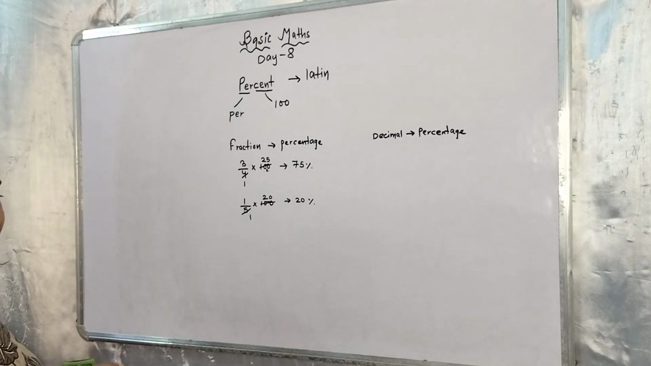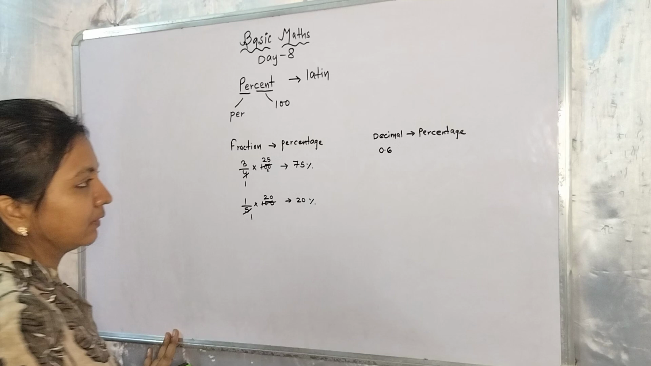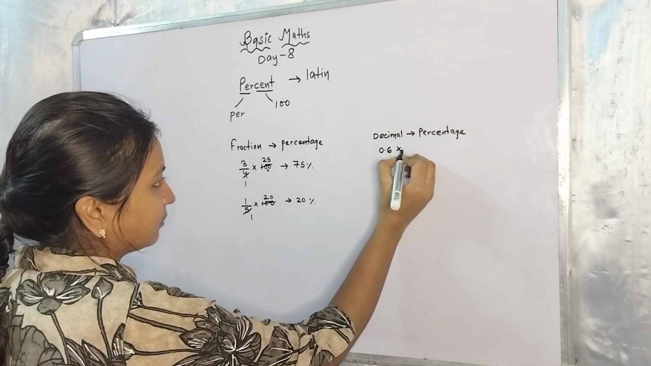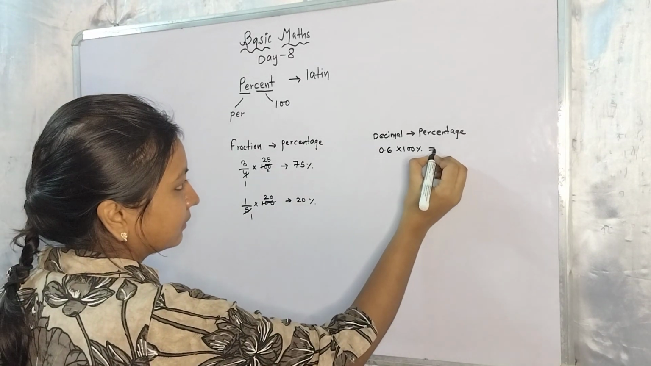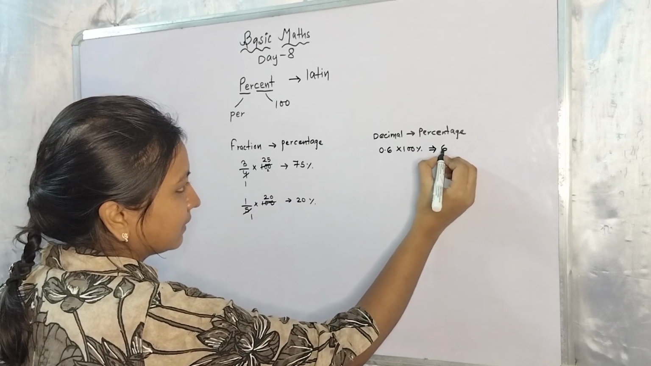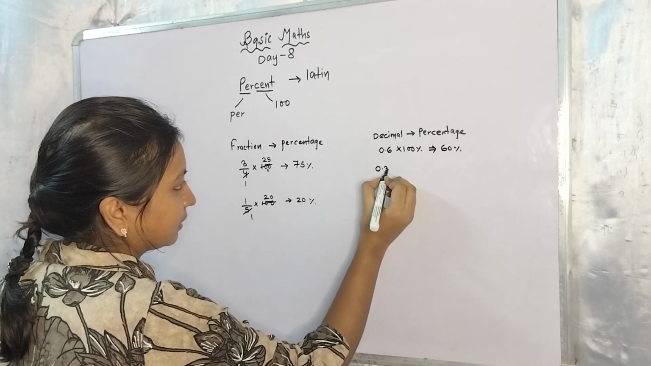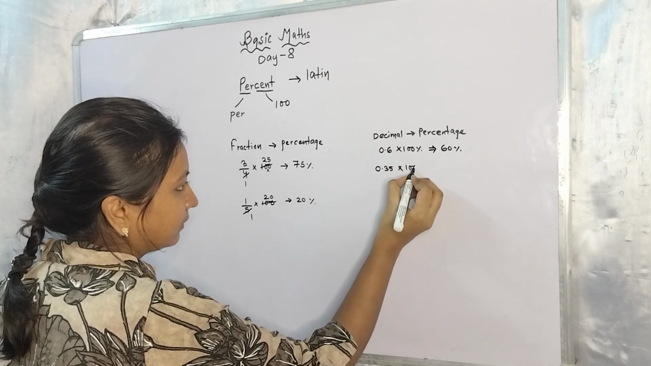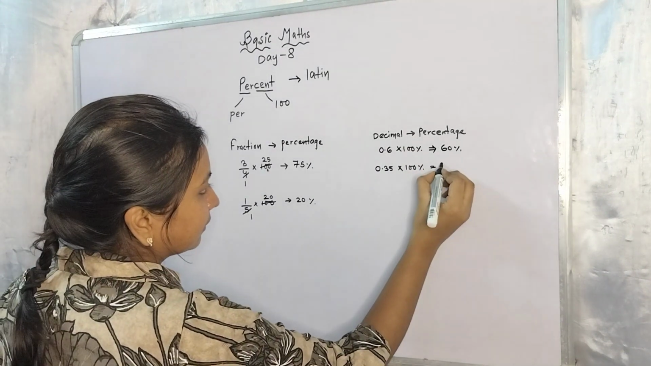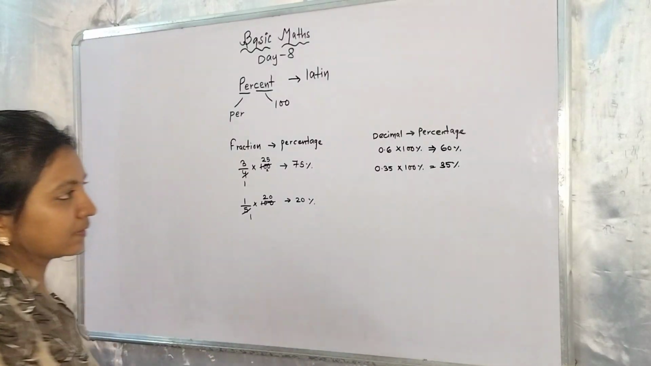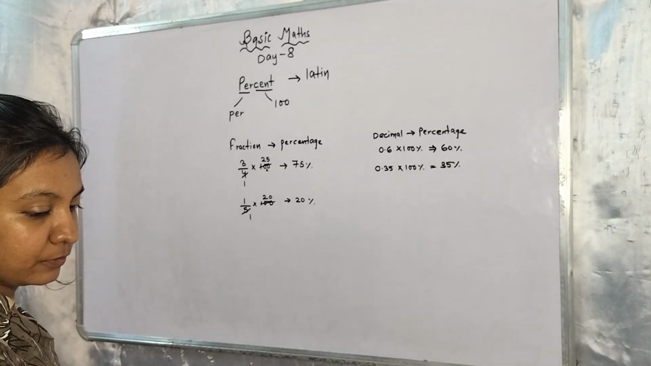So from decimal to percentage, if it is 0.6, then you have to multiply it by 100%. Fine. Then 0.6 into 100 is 60%. Likewise, 0.35 when multiplied by 100%, then you will get 35%. So this is how we convert decimal into percentage. Fine. I hope you understood.